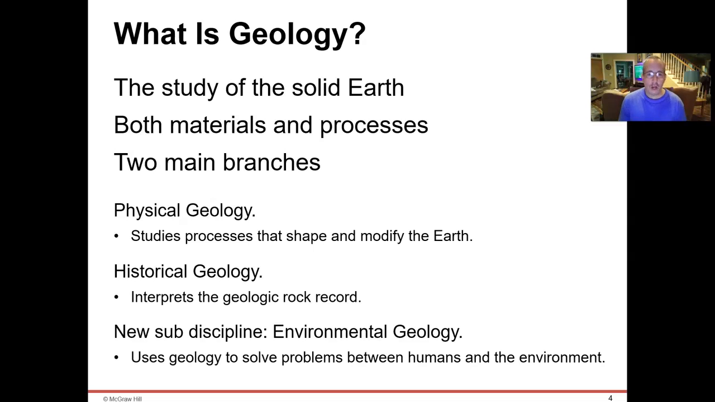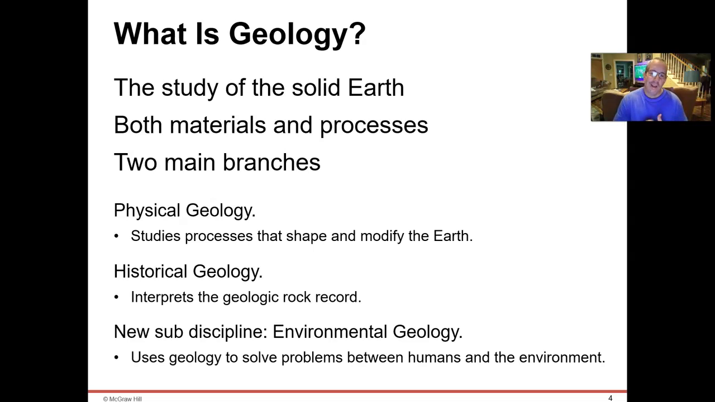The historical geology part of it is, okay, we are studying these processes that are ongoing. Have they always been here? Why did these rocks form the way that they did? What is going on now that might have gone on in the past? So those are the two main branches of geology, but they really go hand in hand with each other.